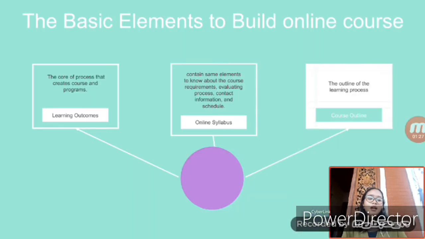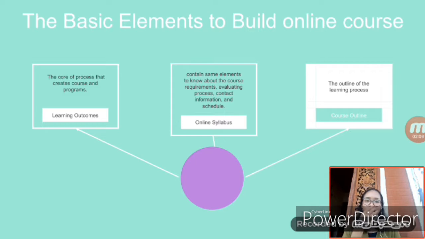Next, the basic elements to build an online course. The basic elements to consider when building an online course, namely, the first, learning outcomes. Learning outcomes are at the core of a process that creates a course and the program that follows. They also provide the teacher with clear guidelines for developing an online course. Learning outcomes are measurable and specific.